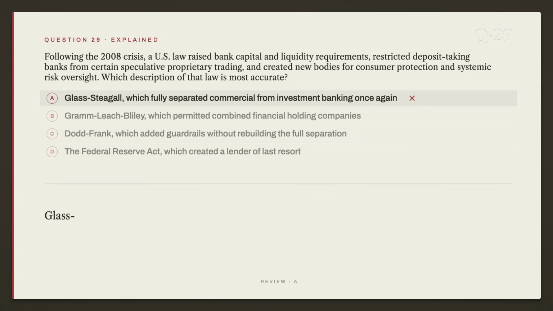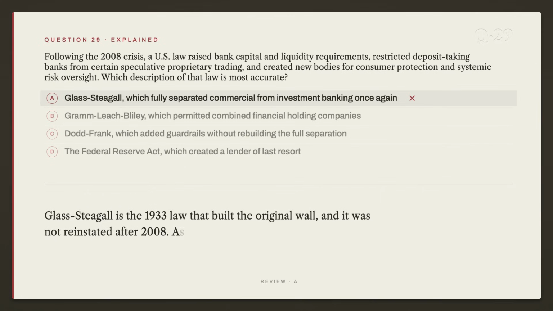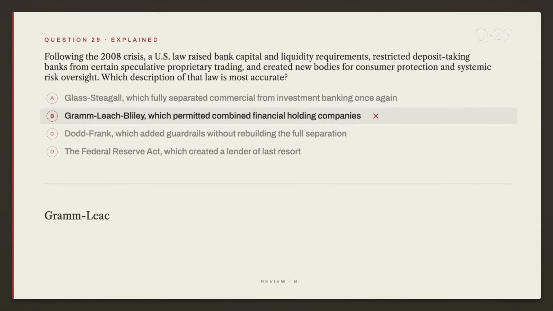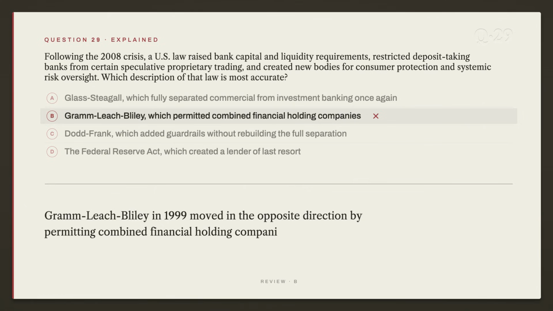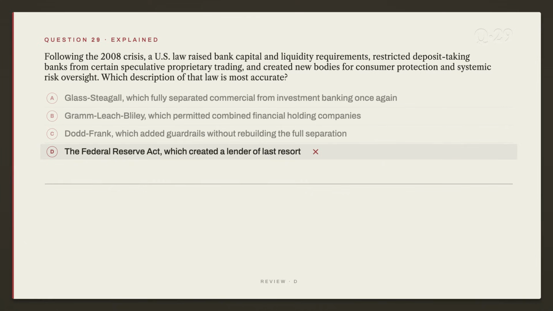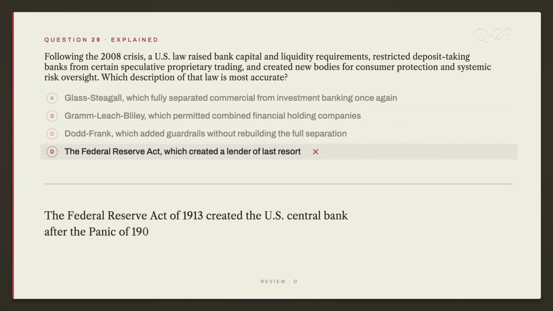A is wrong because Glass-Steagall is the 1933 law that built the original wall, and it was not reinstated after 2008. Assuming a full reseparation is the most common version of this trap. B is wrong because Gramm-Leach-Bliley in 1999 moved in the opposite direction by permitting combined financial holding companies. It preceded the crisis rather than responding to it. D is wrong because the Federal Reserve Act of 1913 created the U.S. central bank after the Panic of 1907.